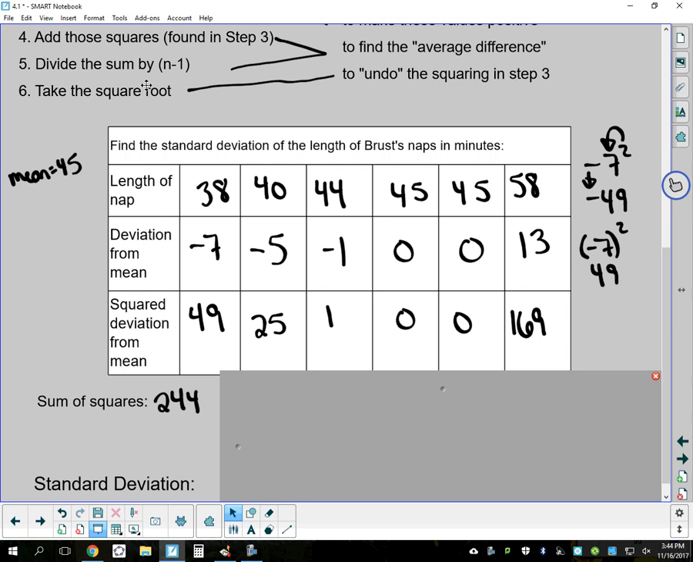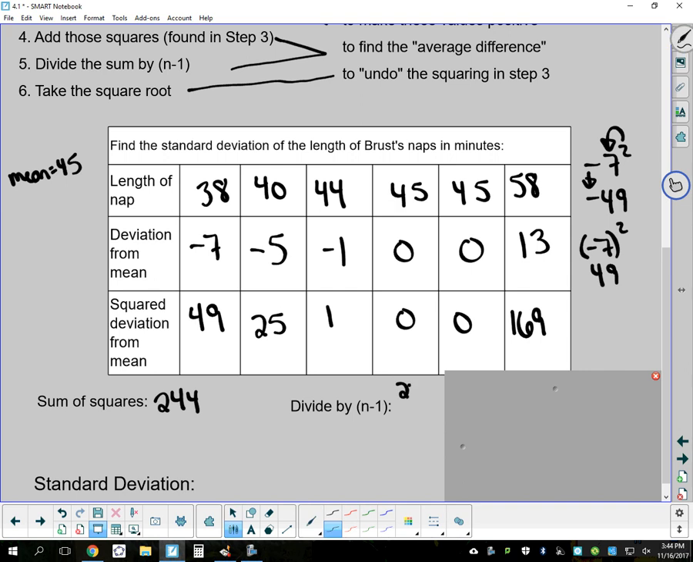And then step 5, divide the sum by n minus 1. Okay, so I'm doing 244. Well, what's n minus 1? N is how many numbers we have. N minus 1 is one less than that. So we have 6 numbers. So we don't want to divide by 6, we want to divide by 5.